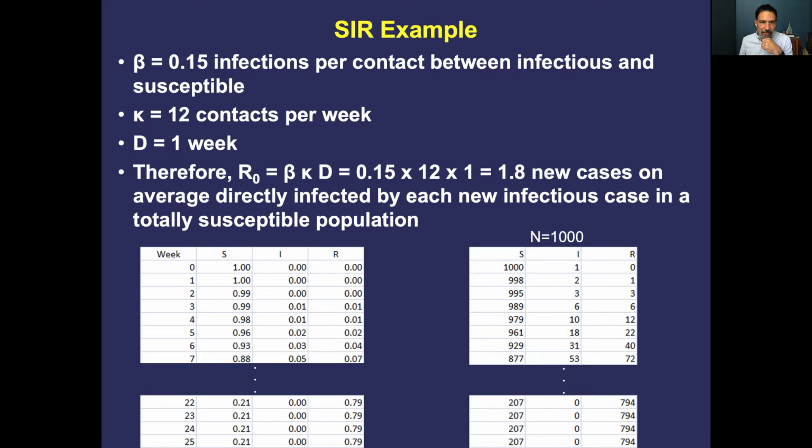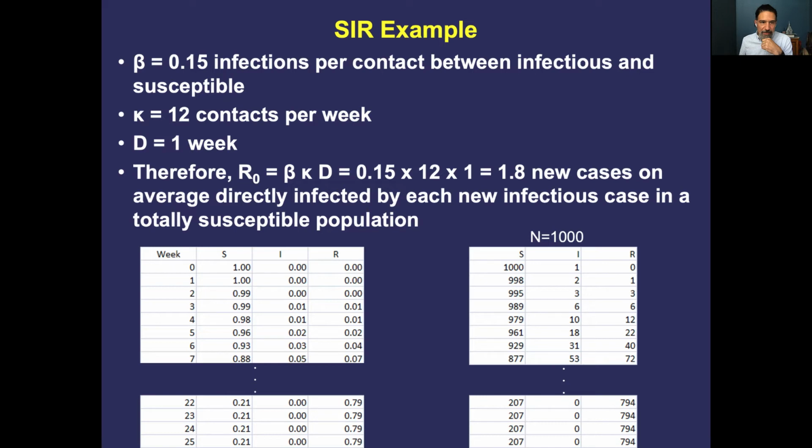Maybe the type of contact is, say, riding the subway, and that's kappa. And then the duration of the infection in this case is 1 week, d. So using the formula beta kappa d, we can calculate the basic reproductive rate to be 1.8. So each new case of the infection, in this case, infects 1.8 other people in the population on average.